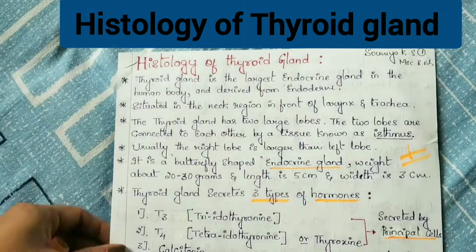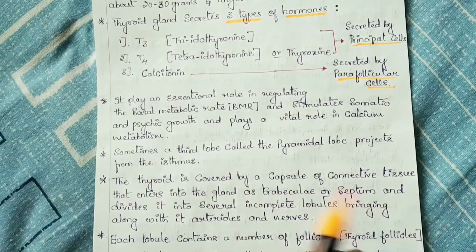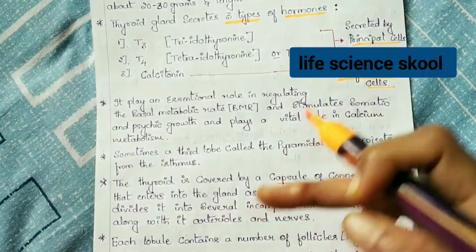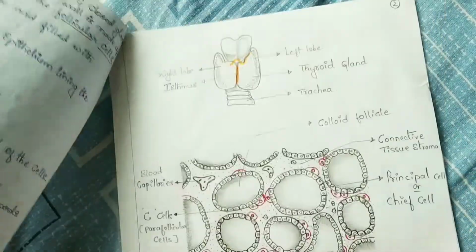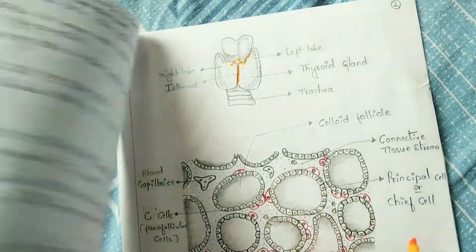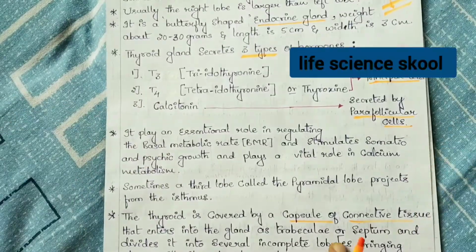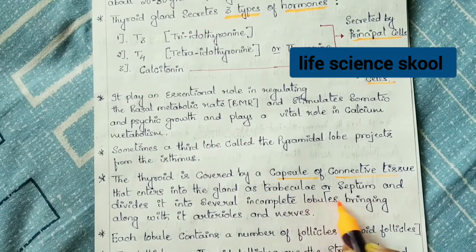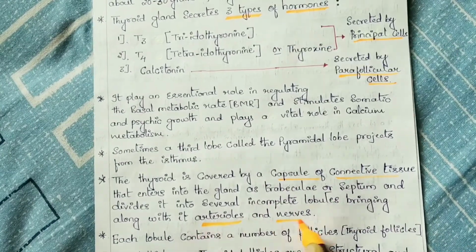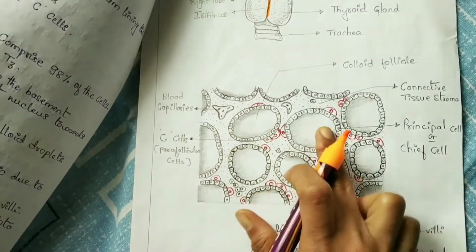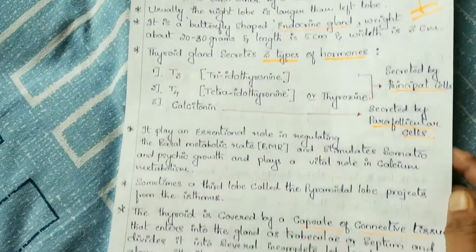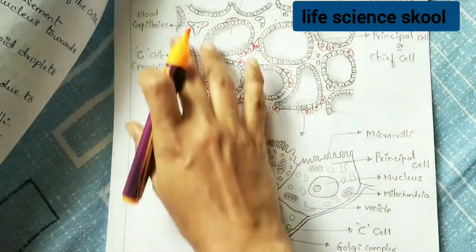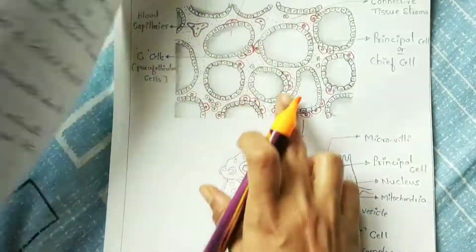We will move on to some other points. The thyroid is covered by a capsule of connective tissue, and that enters into the gland as trabecular septa, dividing it into several incomplete lobules, bringing along with it arteries and nerves. Each lobule contains a number of follicles. These are the follicles.